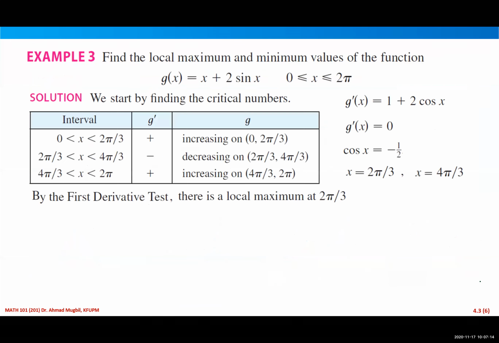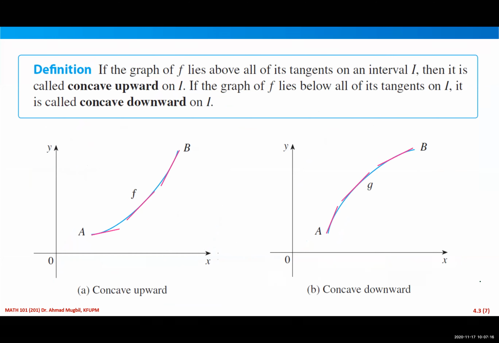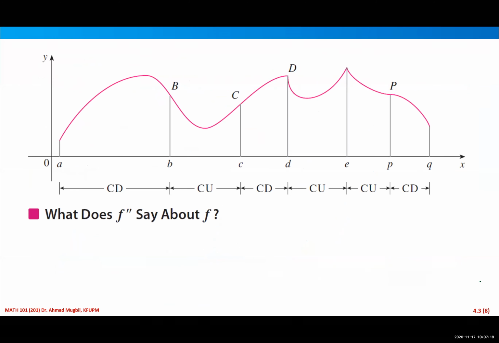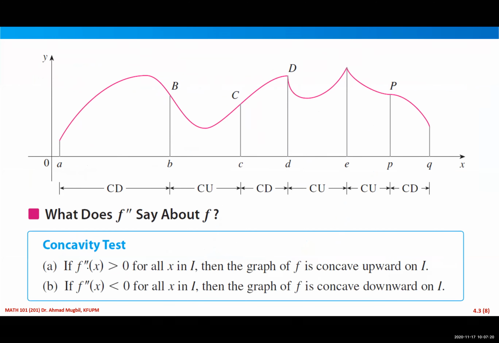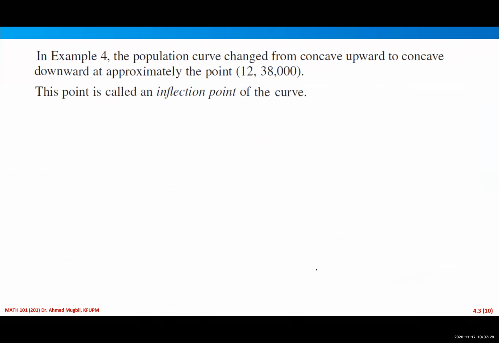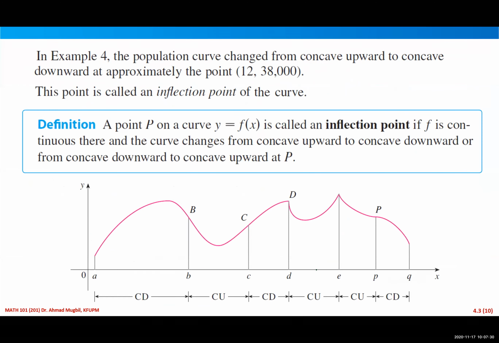We had these examples for the concavity up and down. If the second derivative is positive, it concaves upward. If it is negative, it concaves downward. The inflection point is the point at which the graph will change from concavity down to up, or from up to down.